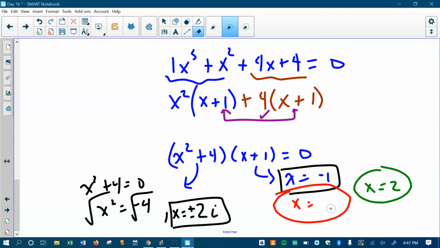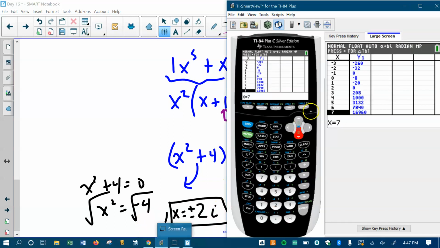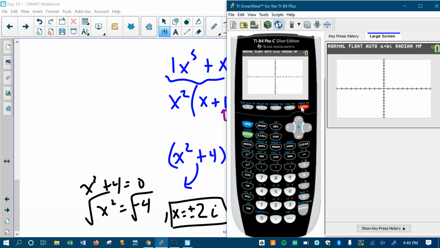Now, I don't want to move on from this problem yet because I want to go back to something that could have helped us a little bit more. Let's go to the graph. So on your calculator, hit graph, and I want you to see something here. Because you can actually tell that there were going to be imaginary solutions without necessarily having to do the synthetic division.